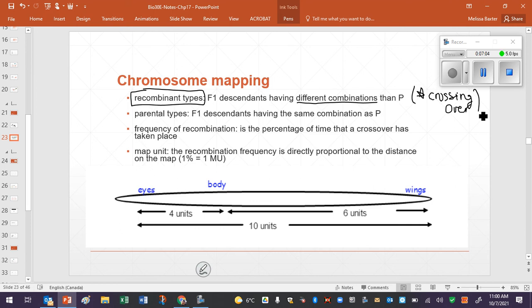Now, crossing over doesn't happen and cause change all the time, every single time. And so there will also be descendants in the F1 generation that we would call parental types, where they have the same combination of genes as the parents, and we would infer that crossing over did not change anything.